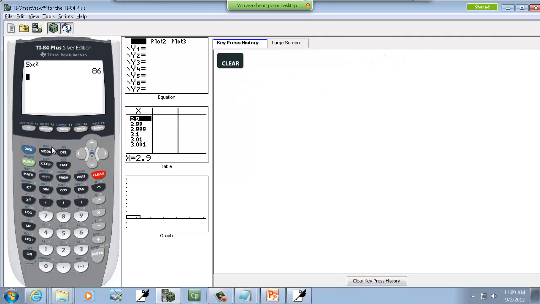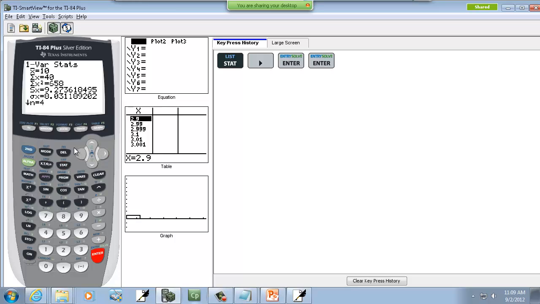Okay, I'll go through my steps on technology. I do my stat, I do my calc, I do my one var stats, press enter. Again, the sigma x here is your population standard deviation. So if I'm good in technology, if you're not good in technology, then jot that number down and then type it in and press your x squared.